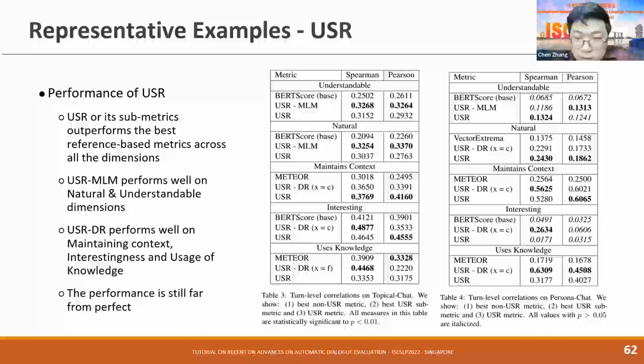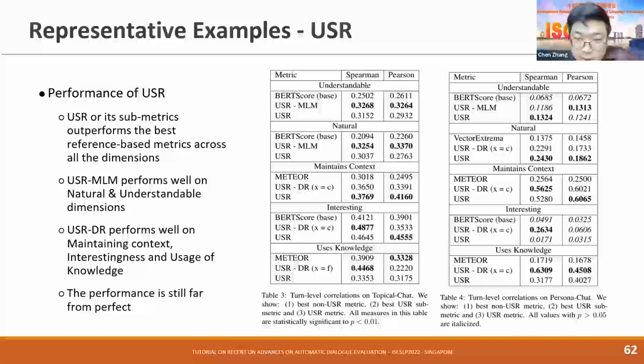And we can also see that both submetrics, USR-MLM and USR-DR, actually perform as expected, because USR-MLM is designed for naturalness and understandability. So we can see that USR-MLM performs well on the corresponding dimensions, and USR-DR performs well on maintaining context, interestingness and use of knowledge.